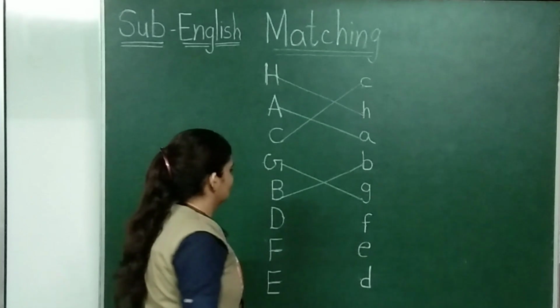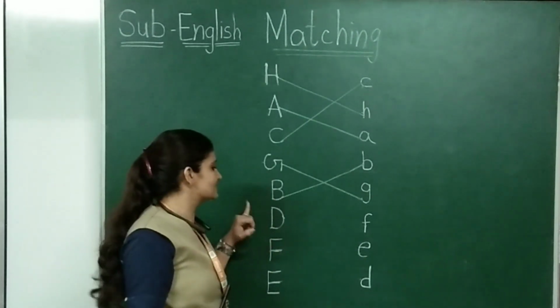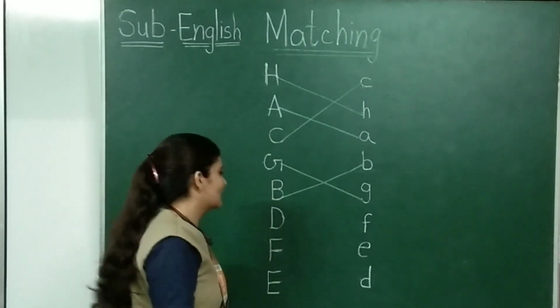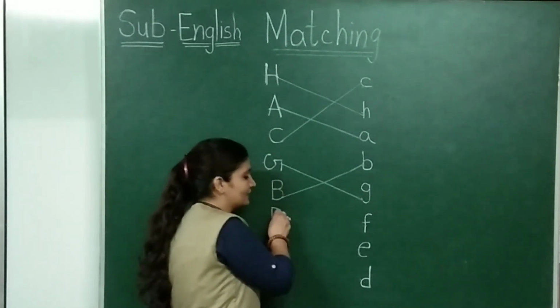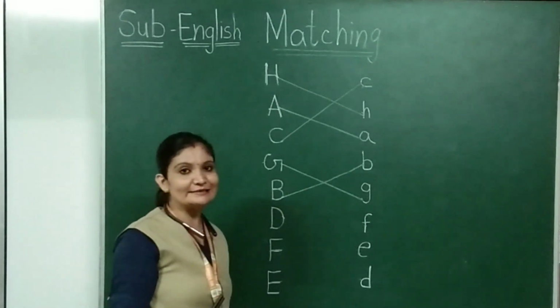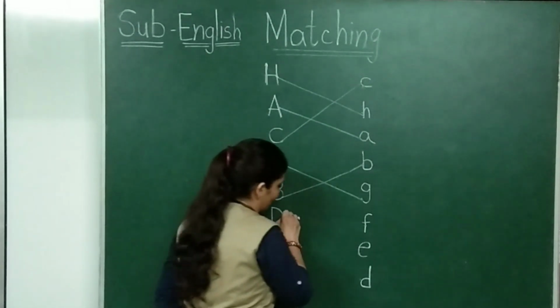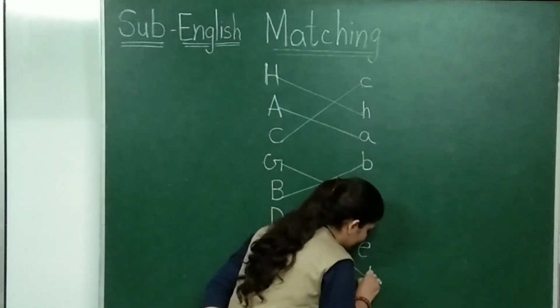Okay? Now, which letter is this? Yes, this is capital D. Now we have to match this capital D with small d. So where is small letter d? Yes, this one. So now what we have to do? We have to make one line like this.